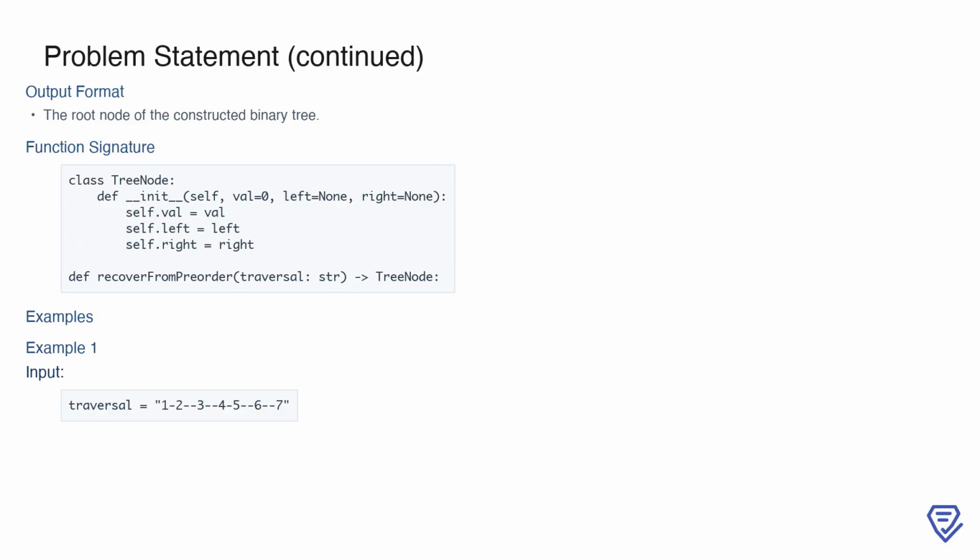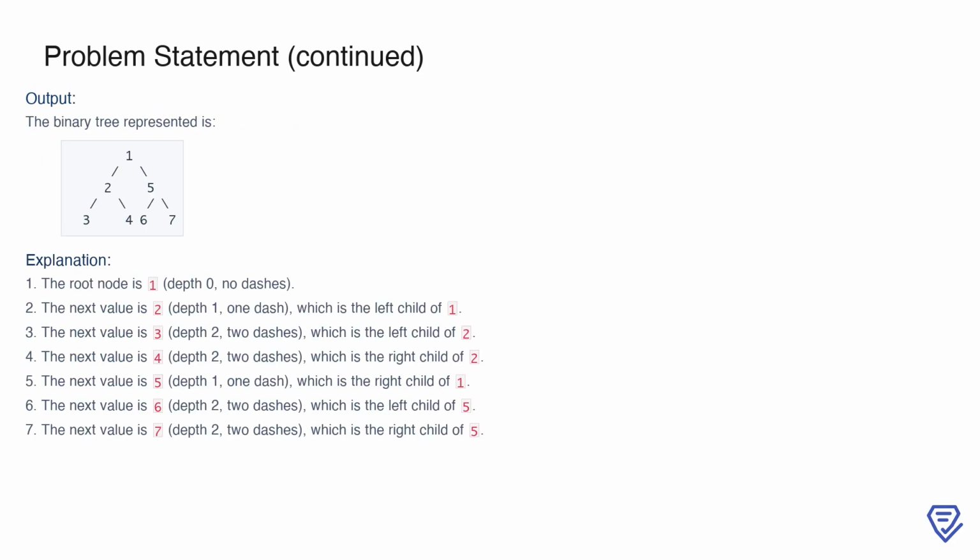Let's consider an example to better understand the input and output. Suppose the input string is 1-2--3--4-5--6--7. The output for this input string is a binary tree represented as follows. The root node has a value of 1, with 2 children, 2 and 5. Node 2, the left child of the root, has 2 children of its own, 3 on the left and 4 on the right. Similarly, node 5, the right child of the root, has 2 children, 6 on the left and 7 on the right. This tree structure is derived from the input string by interpreting the dashes as depth indicators.